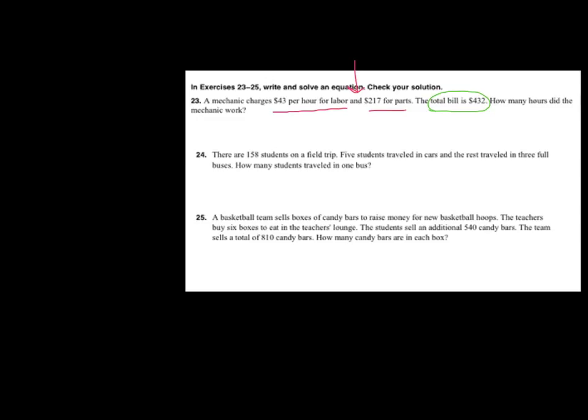So here, if it's $43 per hour, that means you have to do 43 times the number of hours of labor, plus the $217 they charged you for parts. They told us our total, so equals $432. Okay, so there's my equation to start with.